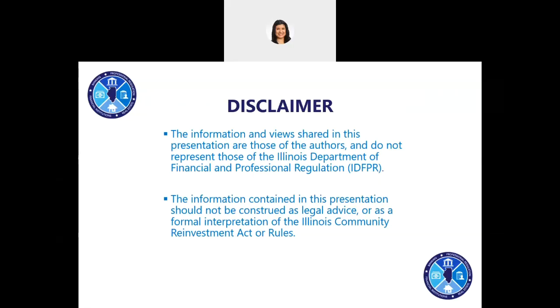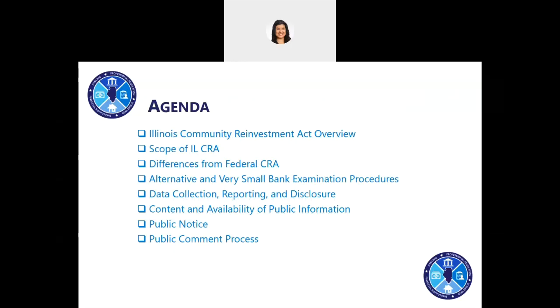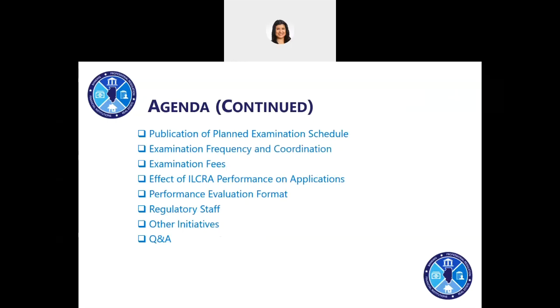The agenda, today we will cover an overview of the Illinois CRA, the scope, differences from the Federal CRA, alternative and very small bank examination procedures, data collection, reporting and disclosure, content and availability of public information, public notice, public comment process, publication of planned examination schedule, examination frequency and coordination, exam fees, effect of Illinois CRA performance on applications, performance evaluation format, an update of our regulatory staff and other initiatives, and we will close it off with a Q&A.